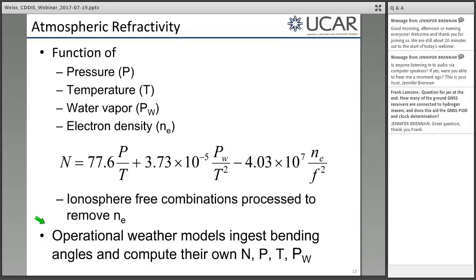The operational weather models generally will take the bending angle, so one step before this, and then compute their own refractivity, and then run a filter that works out, together with the background model and various constraints, what the different contributions are. And each weather center does this a bit differently, and it tends to be one of the proprietary aspects of what they do.